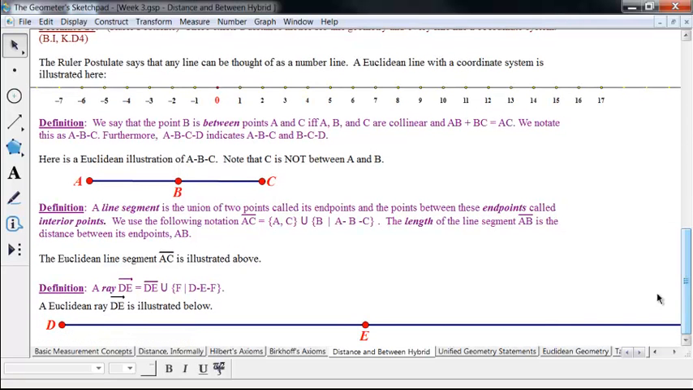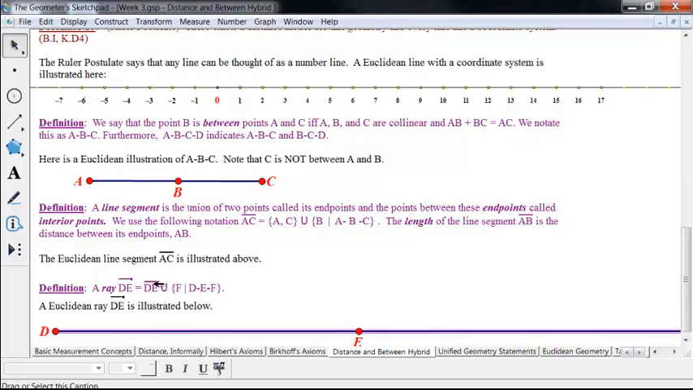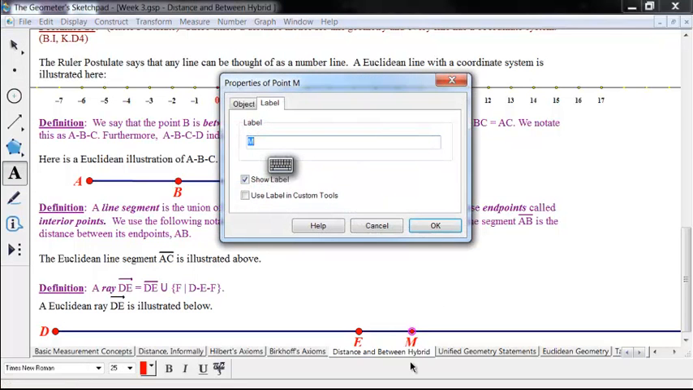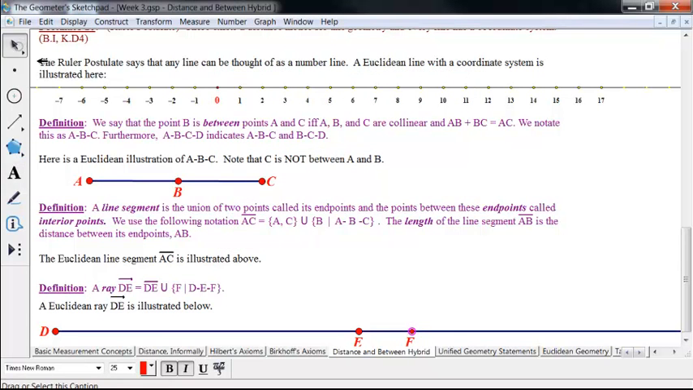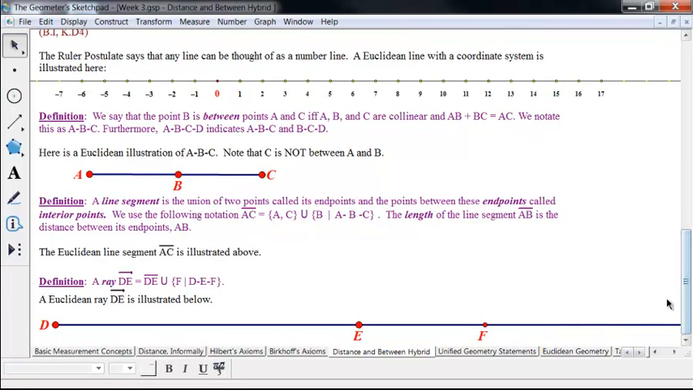A ray, sometimes also called a half line, is the line segment DE along with all points F such that E is between D and F. So you see a Euclidean ray illustrated there.